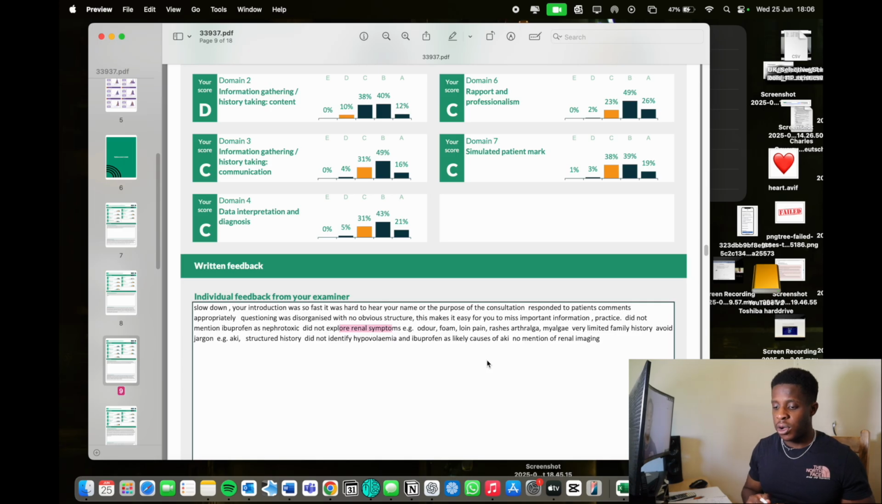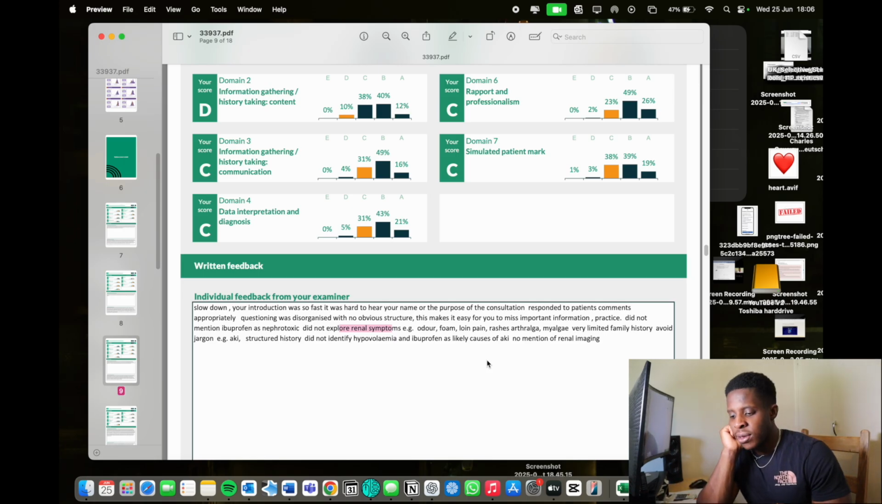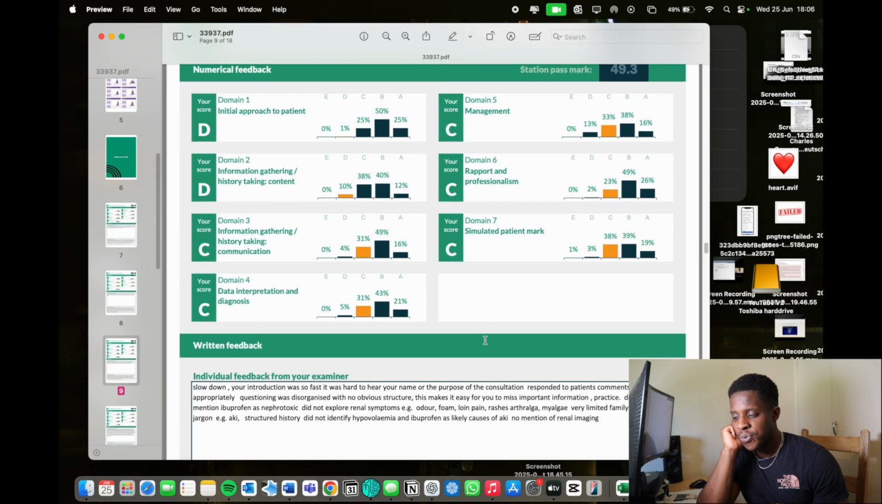Very limited family history. Avoid jargon, for example, AKI. Structured history: did not identify hypovolemia and ibuprofen as likely causes of AKI. No mention of renal imaging. Yeah, so this was just a really poor station.